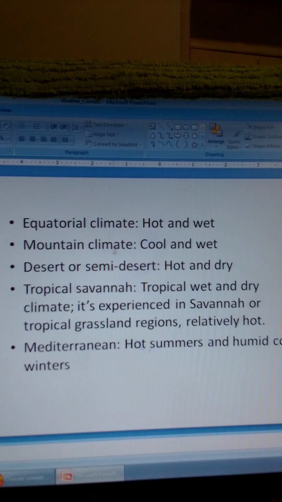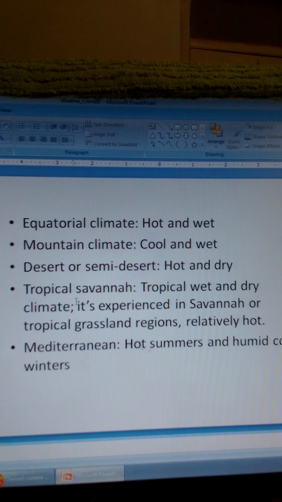Mountain climate is cool and wet, because the higher you go, the cooler it becomes. So in mountainous regions, in highlands, the weather conditions are cool. The climate is cool and wet. Alright? Wet because we have relief rainfall and so on. Now, desert or semi-desert climate is usually hot and dry.